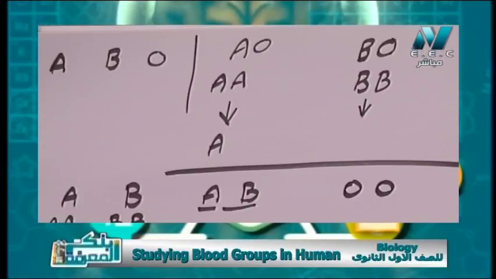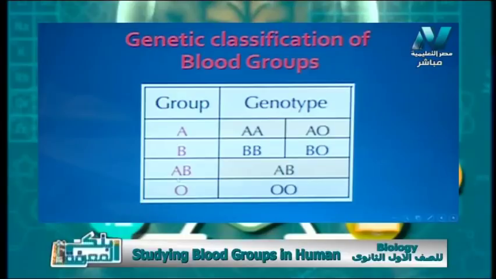So the studying blood groups include these 3 patterns. And here is the picture, shows the groups A, B, AB, and O. And these names of the groups can be considered the phenotypes. And the genotype of each one, group A, the genotype could be AA or AO, B, BB, or BO. AB has 1 genotype, AB, and O has 1 genotype, OO.